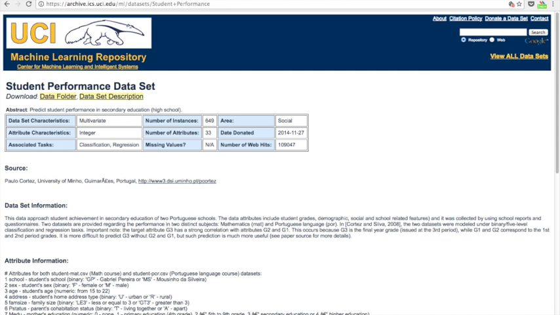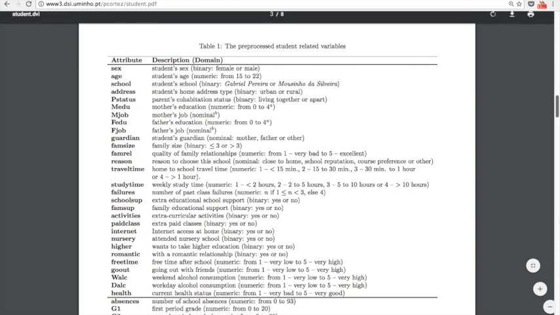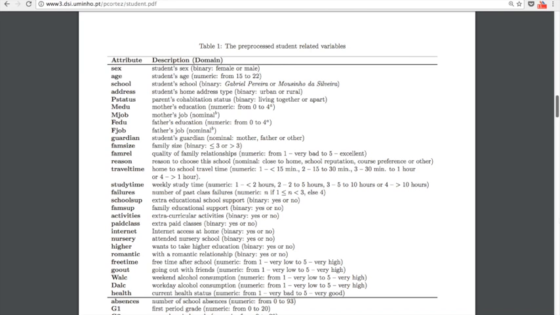Hello everyone, this is Milind here, and the dataset that we have decided to work on is the student performance dataset. We have obtained this dataset from the UCI machine learning repository. This dataset was uploaded to the UCI machine learning repository by Paulo Cortes from University of Minya. So in this dataset, they have taken a survey of two schools. And in the survey, they have recorded all the attributes like student sex, student's age, school, address, parents' cohabitation status, mother's education, mother's job, guardian, family size, and so on.